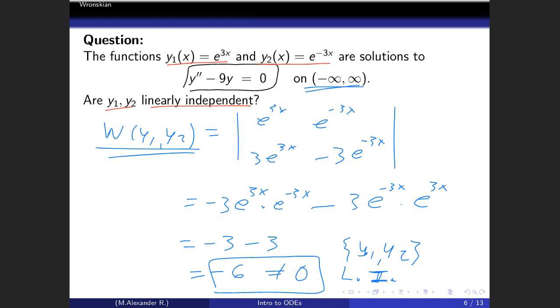All right, so sometimes the calculation is not too difficult, but at least it has a method to be able to answer the question. We were asked, are the two functions linearly independent or dependent? So if the Wronskian is never equal to 0, then the collection of y1, y2 is linearly independent.